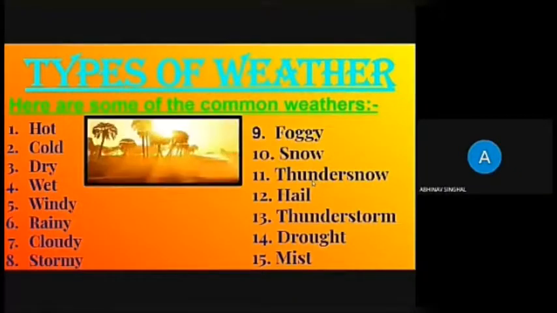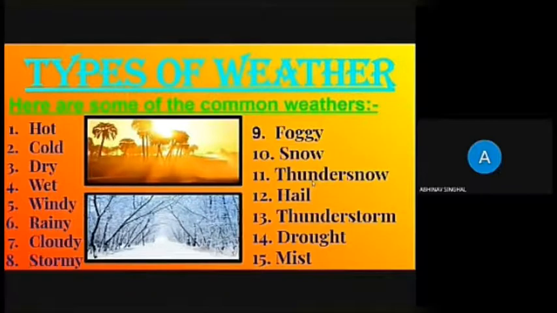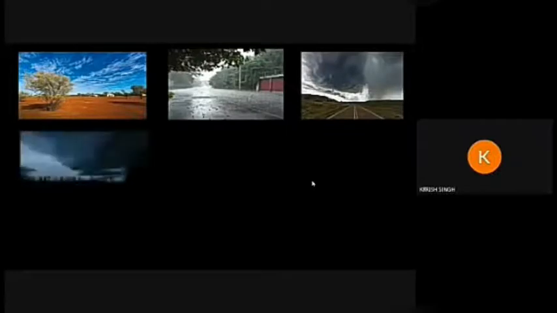Here are some common types of weather: hot, cold, dry, wet, snow, mist, etc. Here are some pics to define what weather is.